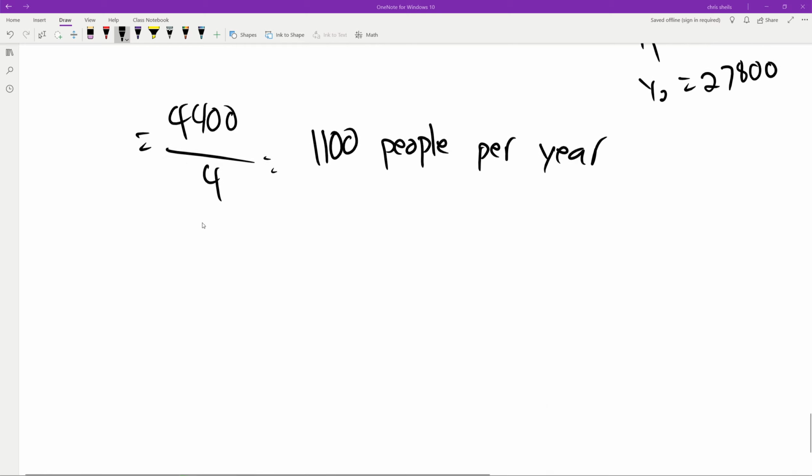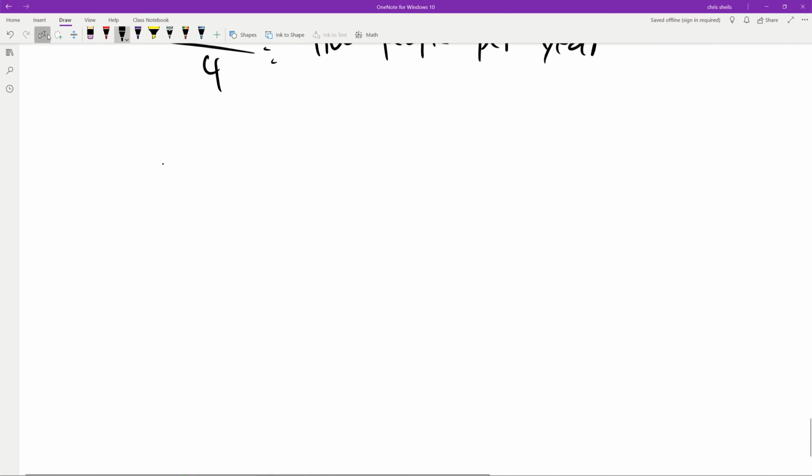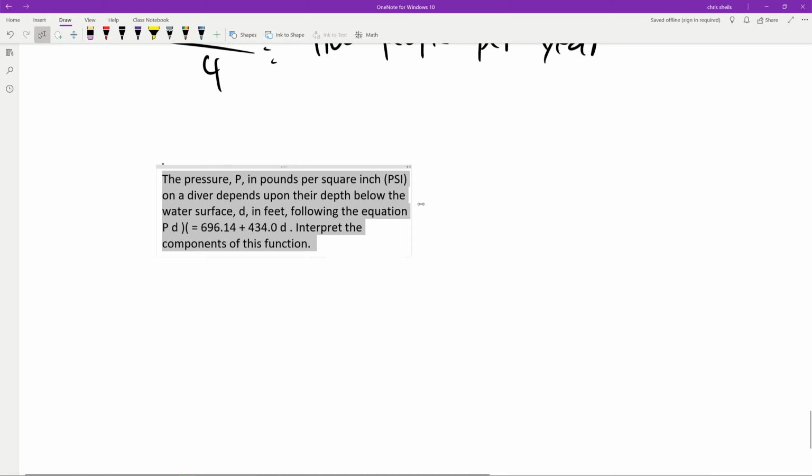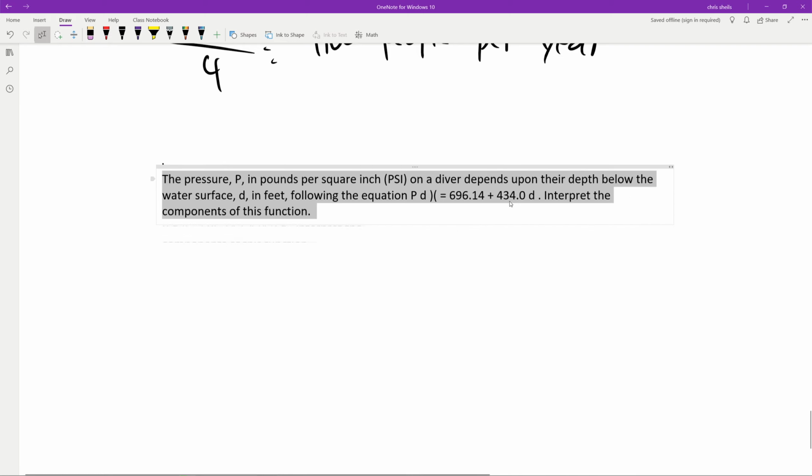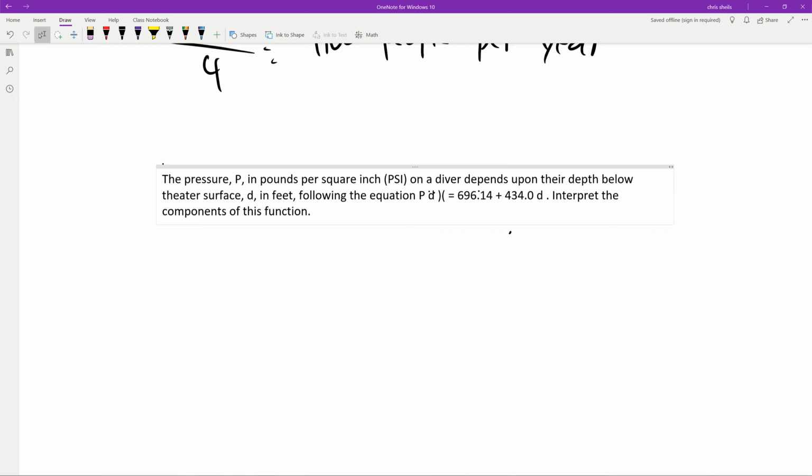Let's look at a couple more here. The pressure P in pounds per square inch on a diver depends on their depth below the water surface, D, in feet. Following the equation, I want to modify this. Wait, can I erase things? Where am I? Okay.